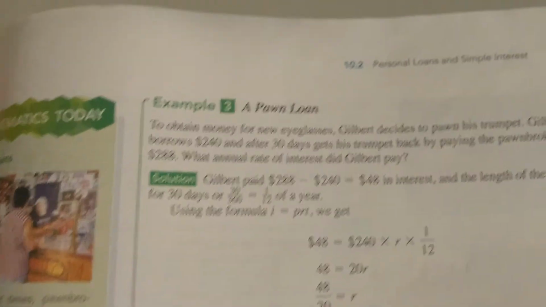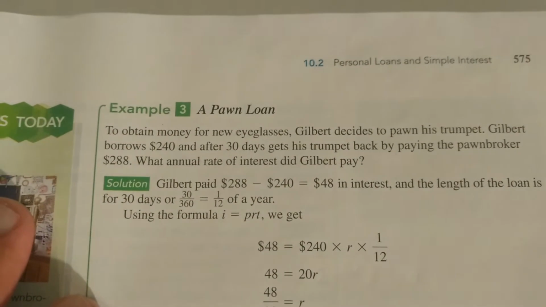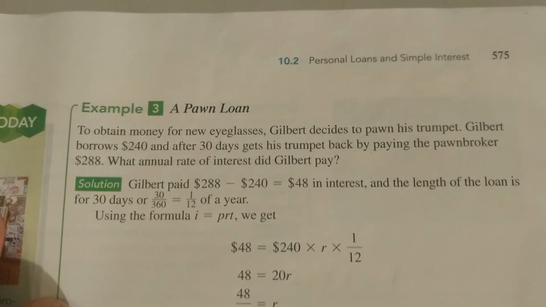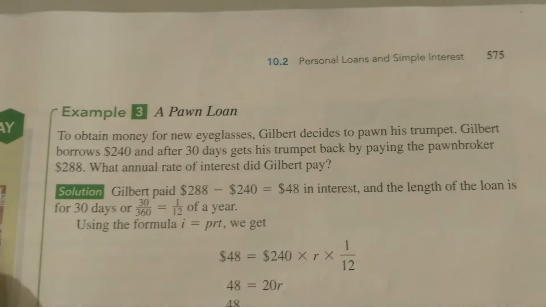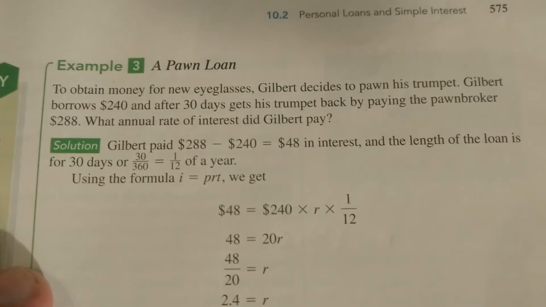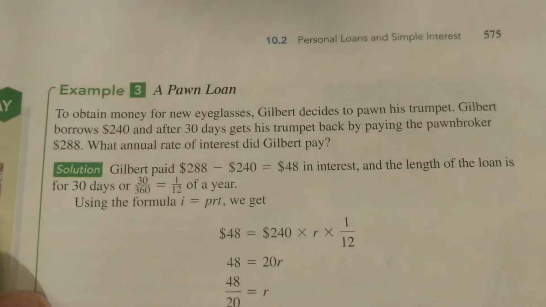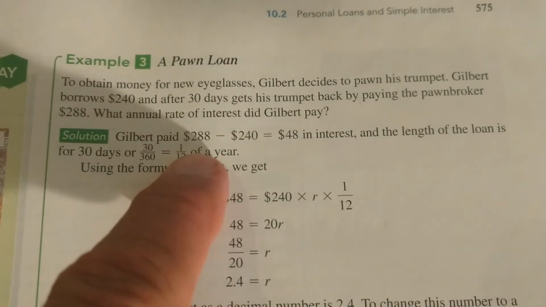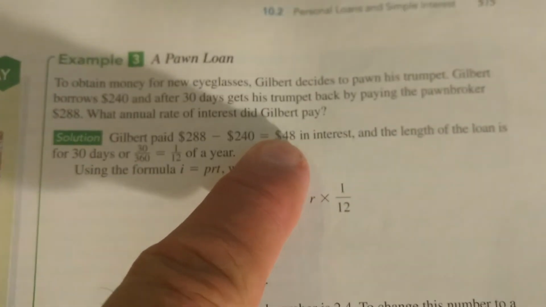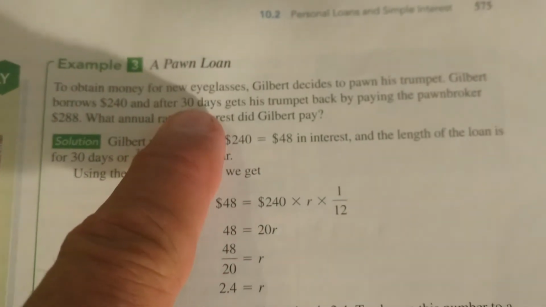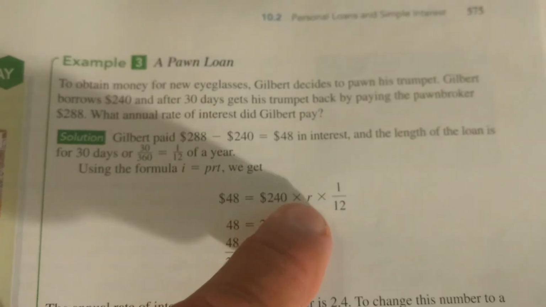We talk about pawn loans. To obtain money for new eyeglasses, Gilbert decides to pawn his trumpet. Gilbert borrows $240, and after 30 days gets his trumpet back by paying the pawnbroker $288. What annual rate of interest did Gilbert pay? The first thing we do is take the $288 that he paid back, subtract the $240 that he borrowed. He paid $48 interest. 30 days is considered a month. So we've got 48 equals 240 times R times 1 over 12.